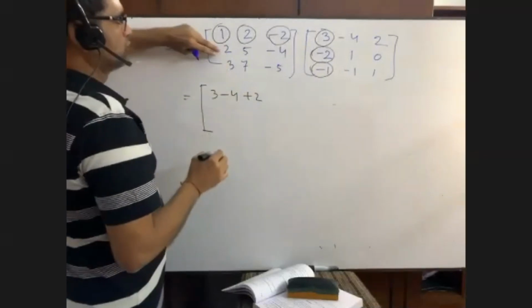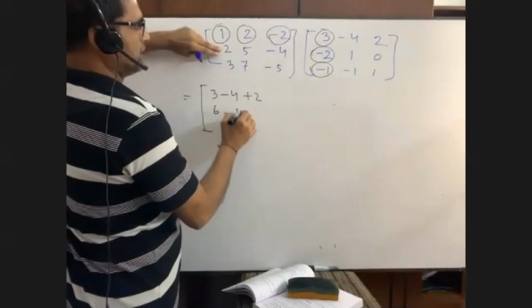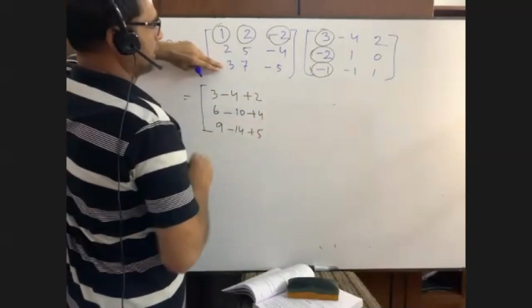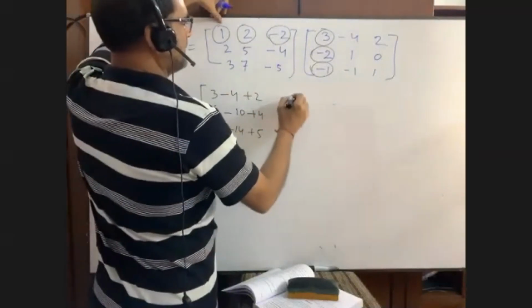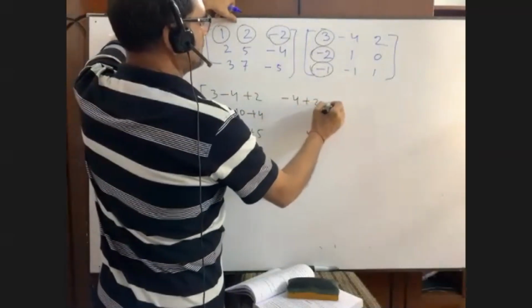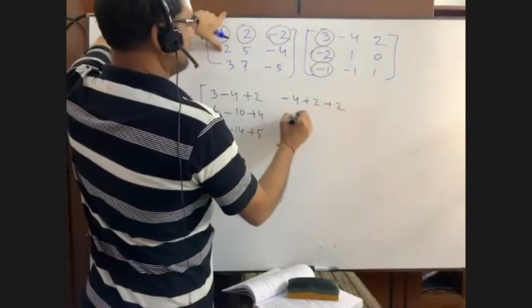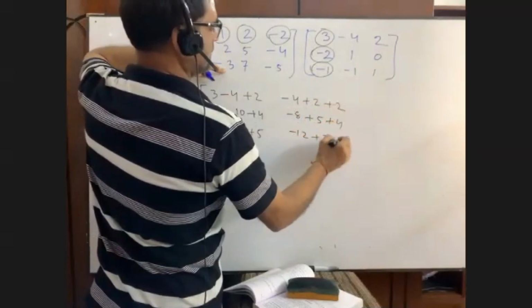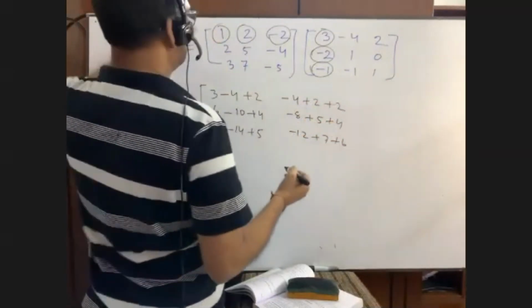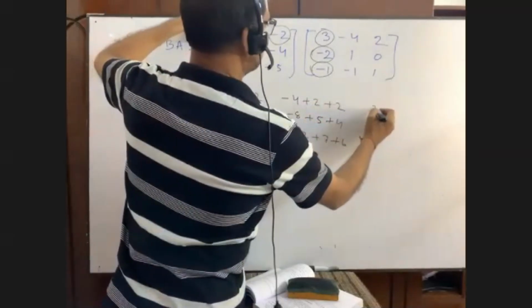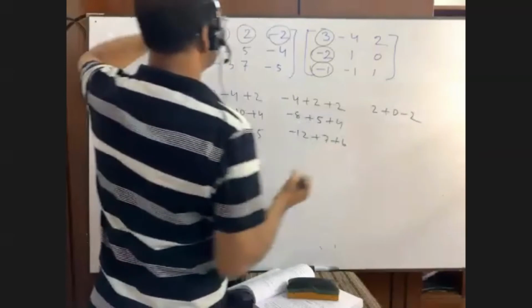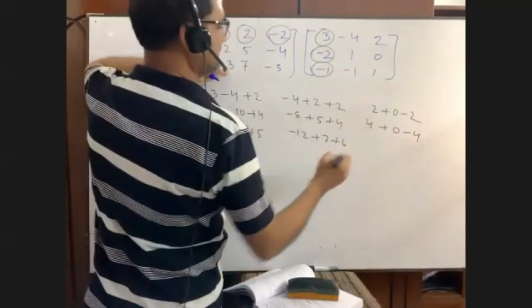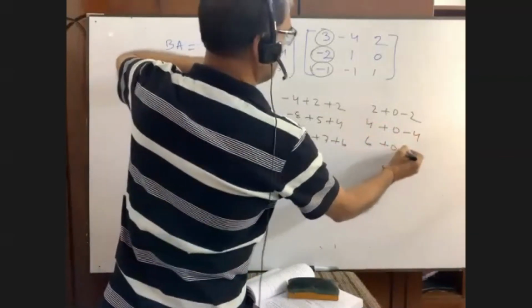This part I am going to do very quickly. 6 minus 10 plus 4. This is 9 minus 14 plus 5. Okay, and next it is minus 4 plus 2 plus 2. This is minus 8 plus 5 plus 4. This is minus 12 plus 7 plus 6. Okay, and the last one is 1 into 2, 2 plus 0 minus 2. Then it is 2 into 4 plus 0 minus 4. Then it is 3 into 6 plus 0 minus 5.